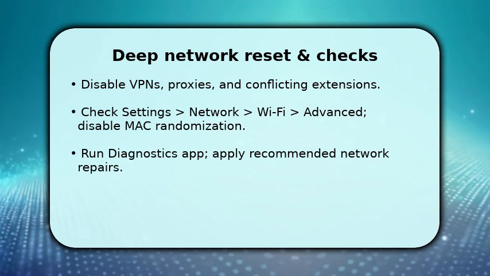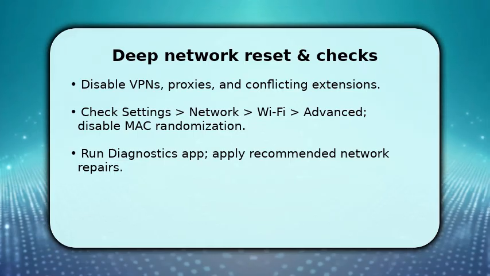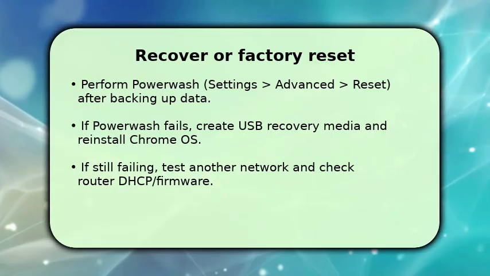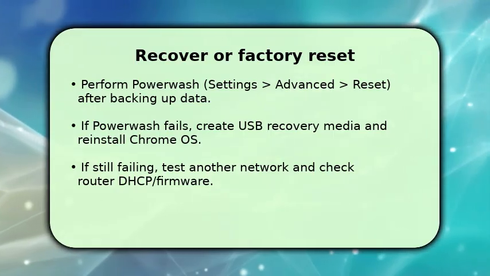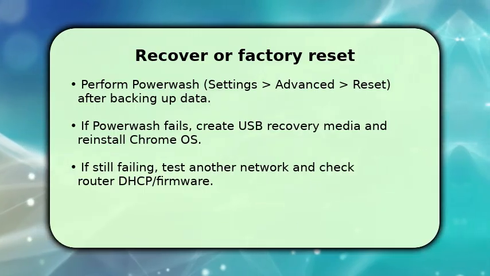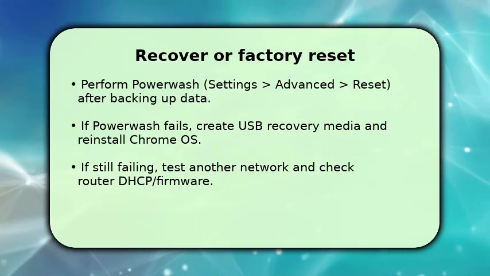These steps reset software. If the issue persists, back up your files and perform a powerwash from Settings, Advanced, Reset, to restore factory network settings. This removes corrupted configs. If powerwash doesn't help, create a USB recovery drive with Chromebook Recovery Utility and reinstall Chrome OS to replace a damaged network stack.